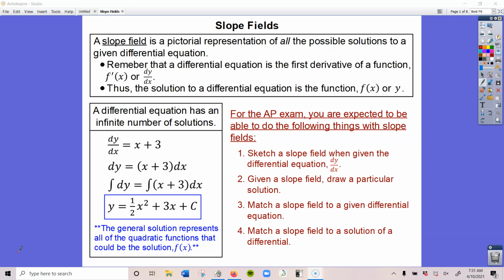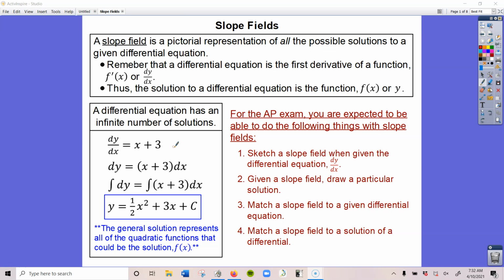Hey guys, today we're going to be learning about slope fields. Now a slope field is a pictorial representation of all the possible solutions to a differential equation. Remember that a differential equation is the first derivative of a function, which can be denoted as either f prime or dy/dx. Thus the solution to a differential equation is the function, which would be f of x or y.